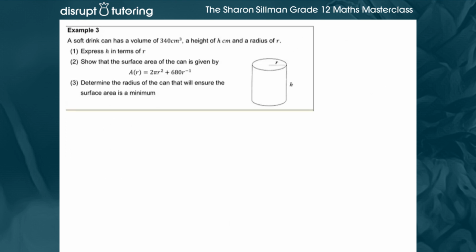Let's look at one more example. And this time you have a diagram. A soft drink can has a volume of 340 centimeter cubed. Remember, capacity is always linked directly to volume, so 340 centimeter cubed happens to hold 340 milliliters. 1 cubic centimeter holds 1 milliliter. It has a height of h and a radius of r, and they have both been put on the diagram for you.